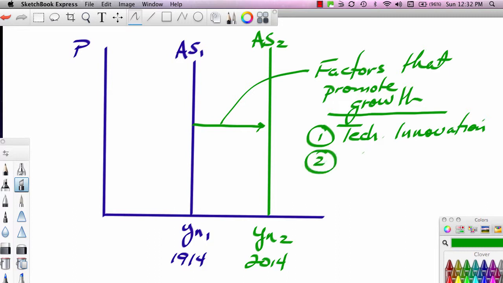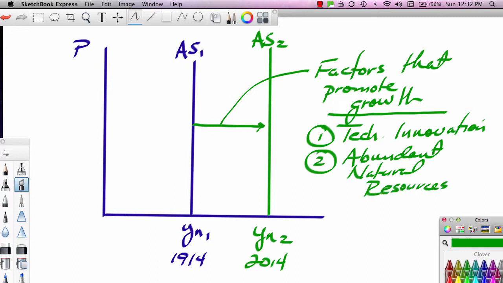Number two, how about abundant natural resources? Countries that have large quantities of natural resources are going to be in a position to grow faster than countries that lack these resources. So the United States has certainly benefited from its minerals and its wood, its large forests and lumber, by its waterways, and I could go on and on and on. The United States is tremendously blessed with natural resources.